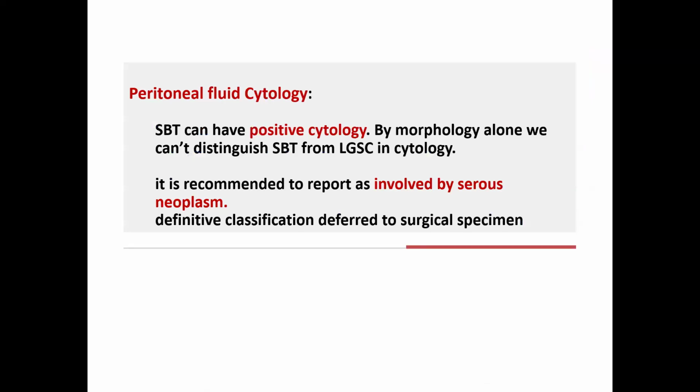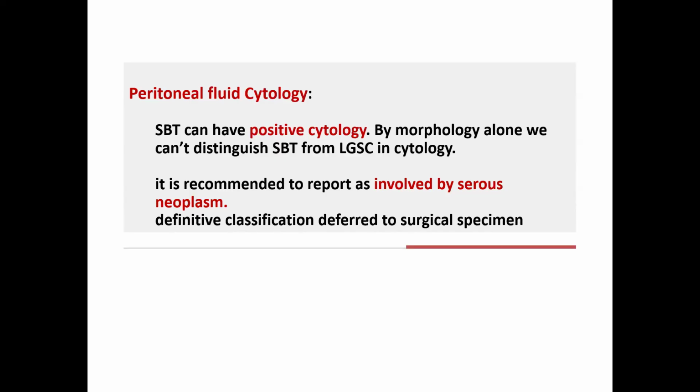Regarding peritoneal fluid cytology, serous borderline tumor can have positive peritoneal fluid cytology. This is because this tumor has papillary structures. These papillae are exfoliating cells, so these cells can fall in the peritoneal fluid, and we can see a positive cytology. When we see this cytology from a serous borderline tumor, by morphology alone we cannot say whether this is a serous borderline tumor or low-grade serous carcinoma, as we cannot see the invasion. So in these cases, we report it as involved by serous neoplasm or low-grade serous neoplasm, and the definitive classification is deferred to the surgical specimen.